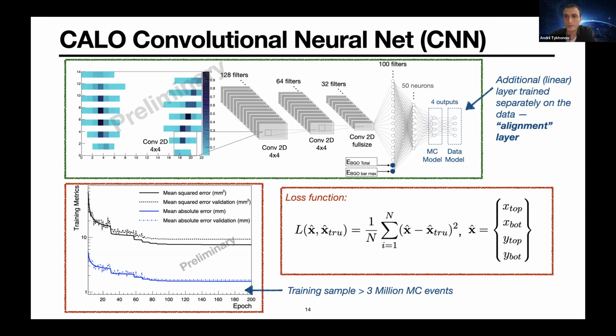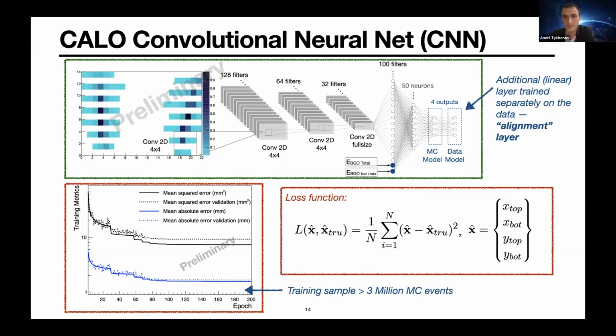Also, I should note that we do different trainings for the high energy domain, which is about 1 TeV, and the low energy domain. And another feature, as you can see, in the output of the network, you have what is called MC model and data model. So there is an additional layer, which we call data model. This is a linear layer with linear activation, which we train separately on the data.